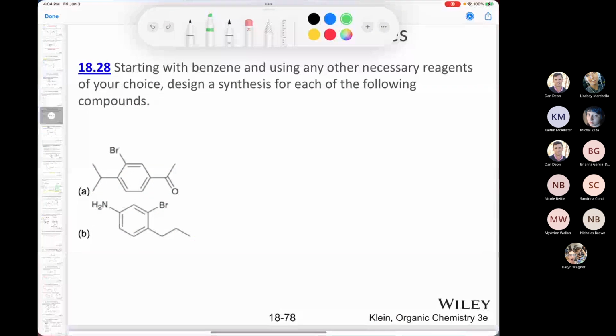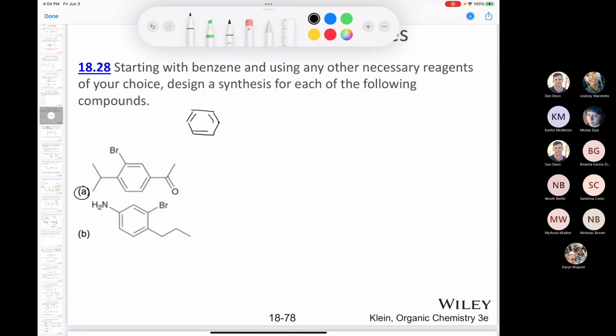Okay. So question 18.28 says starting with benzene and any other reagents that you need, design a synthesis for each of the following compounds. So for A, we want to start out with benzene as our initial substrate. And something that you can do is look at each one of those substituents and ask yourself, well, how would I put that on?